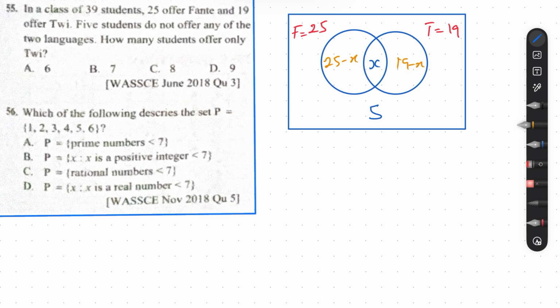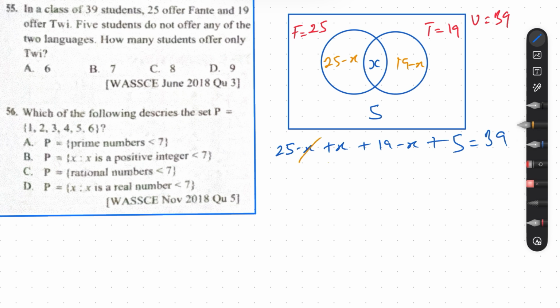Okay, so now let's find x. How do you find x? We find x by adding everything here and then equating it to the total number of students, which is 39. Let's write the total number of students. U equals 39. Okay, because that's the number of students we have. So if we add everything in this circle, we should get what? 39. Let's add that. 25 minus x plus 19 minus x plus 5, this 5, is equal to what? 39.